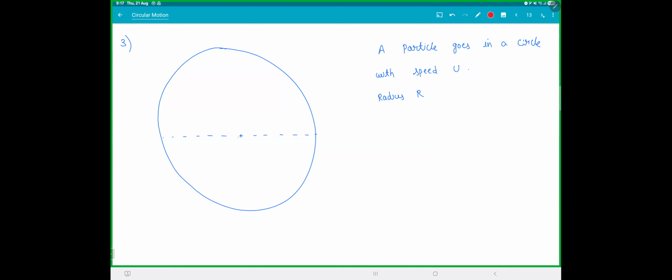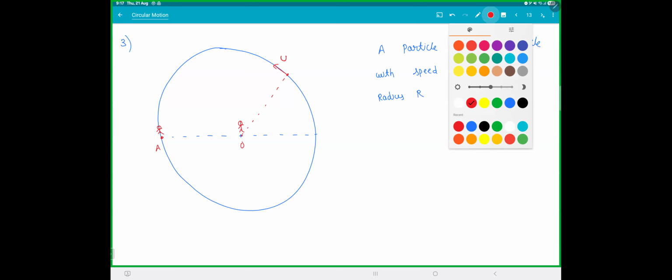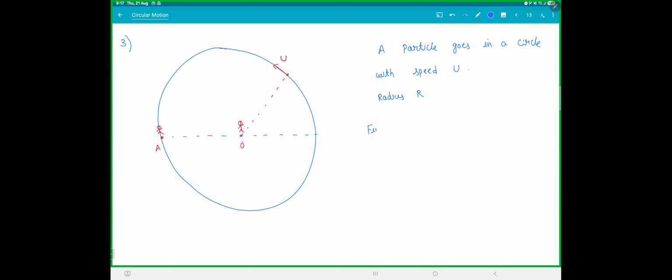So we have two observers. One guy is in the center and one guy is on the circumference. Both of them are looking at a particle which is going in a circle with speed u. Find the angular velocity of the particle as seen by A and O. So both are always looking at the particle, right?